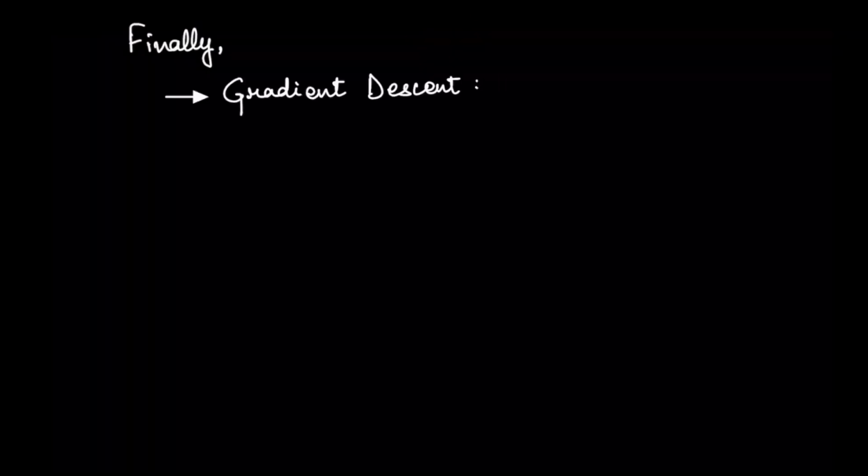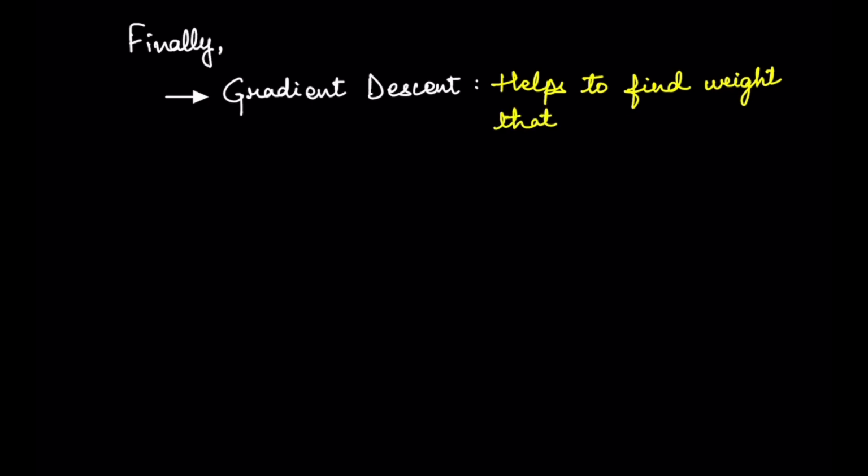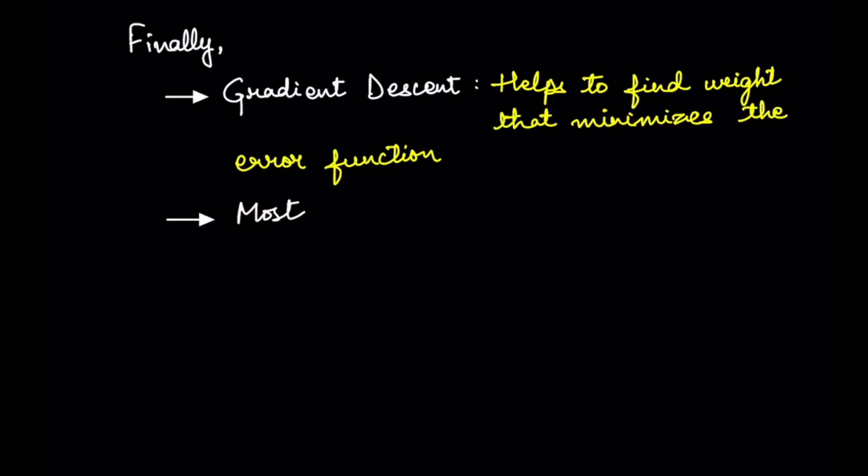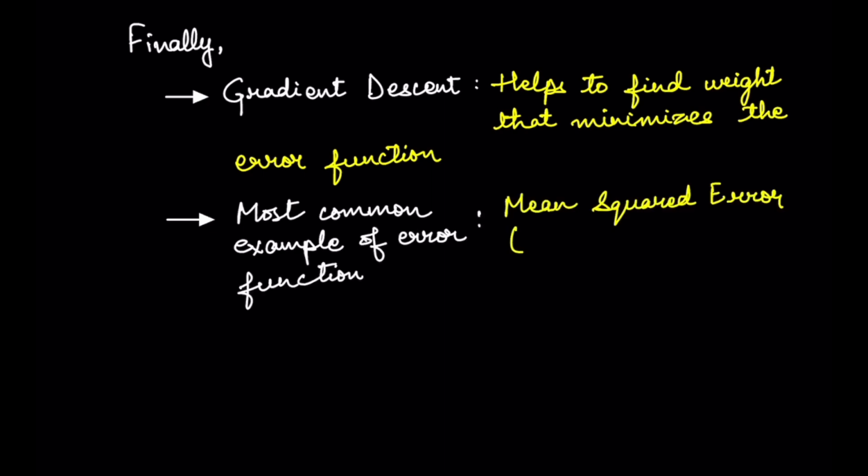Finally, gradient descent is an optimization algorithm that helps us to find the best set of weights that minimizes the error function. Also, the most common example of an error function is the mean squared error function.